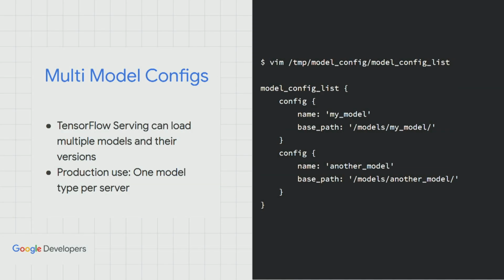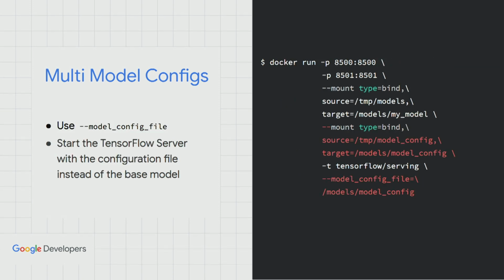Sometimes you want to load different models at the same time through the same instance. The way you can do this is you define a model configuration file, and this is basically the file I'm showing you on this slide. You can define the different models with a base path, that's the path where you can find all the different versions for the different models. Then you pass this additional configuration file to your TensorFlow Serving command, and you're good to go.